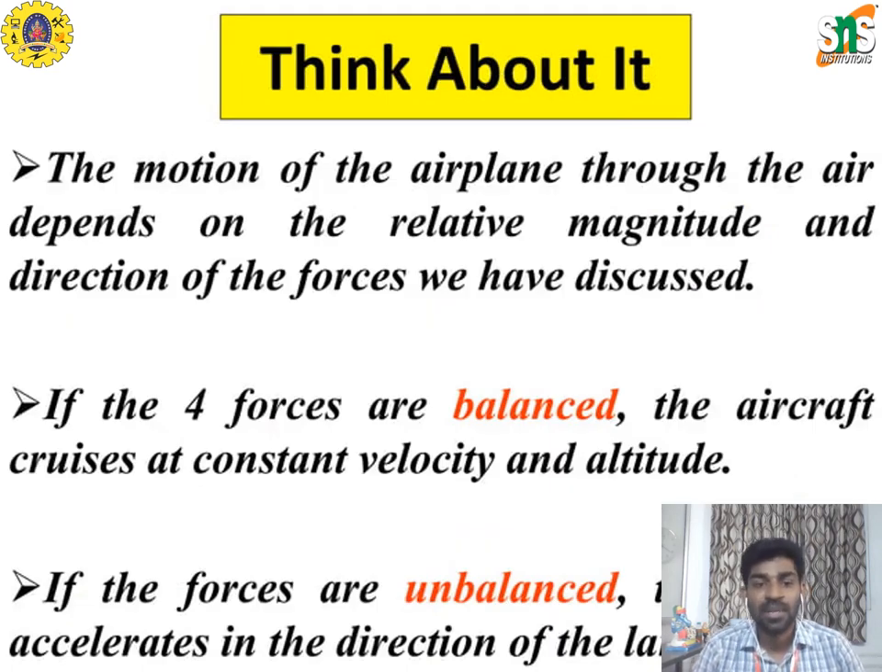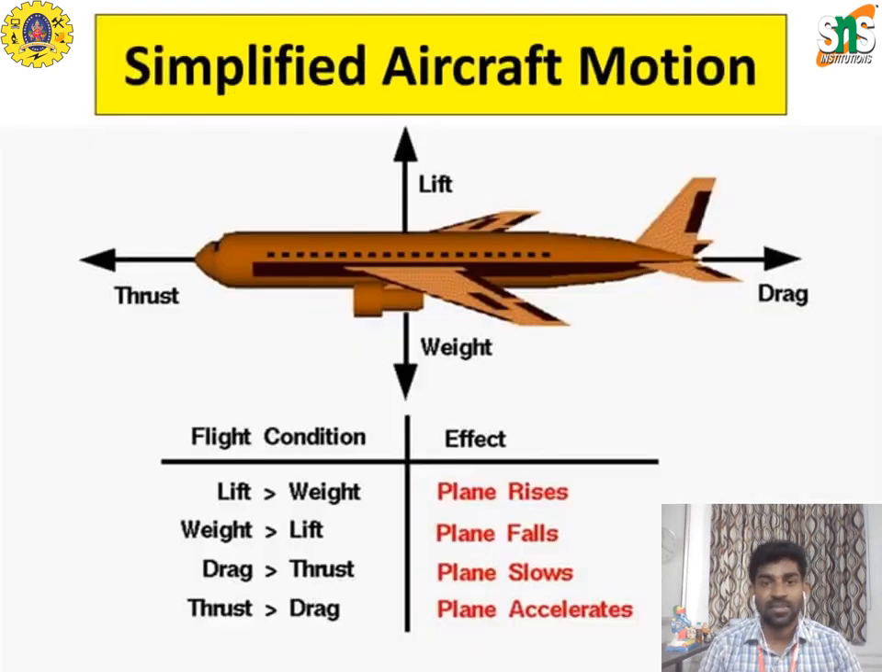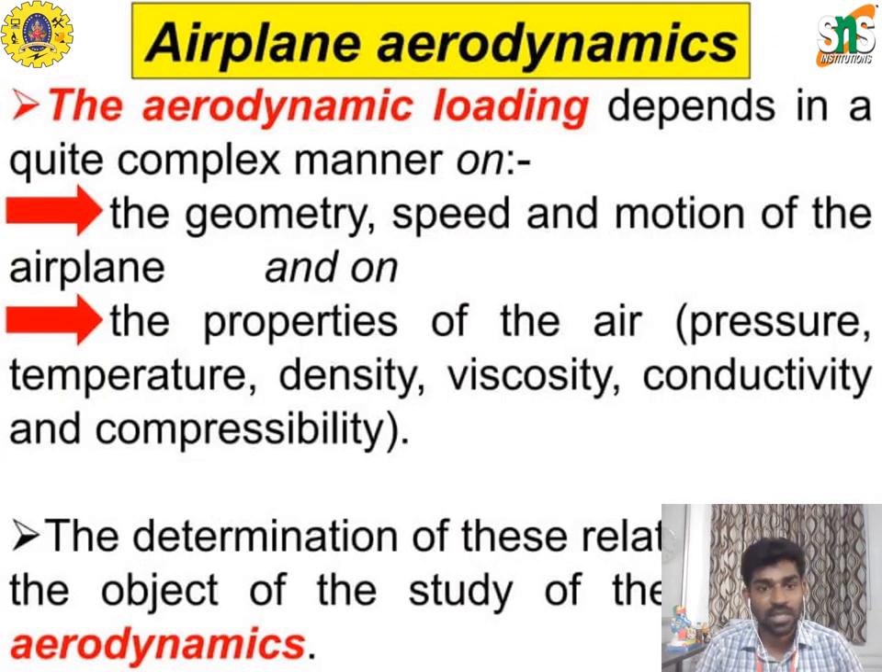So, for example, if the four forces are balanced, the aircraft cruises at constant velocity and altitude. If the four forces are unbalanced, the aircraft accelerates in the direction of the lateral axis. These are the simplified motion conditions of the four forces with respect to the wing and tail components and also the fuselage surfaces.